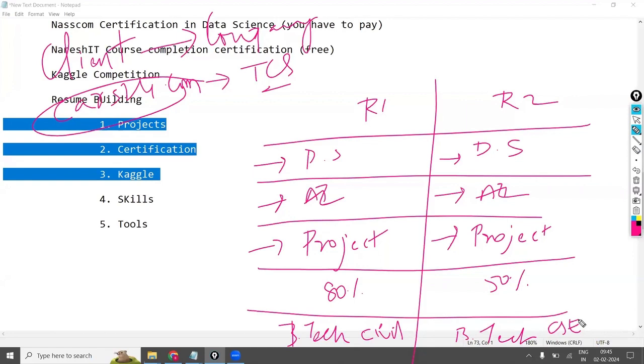Now, in this case, are you going to give the priority to the CSC word, or are you going to give the priority to the subject? How much subject in data science? According to you, if you want to select, whom are you going to select? How many are going with R1, resume 1?